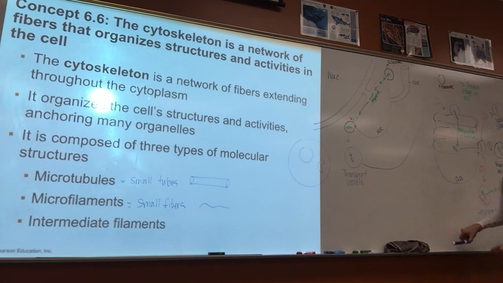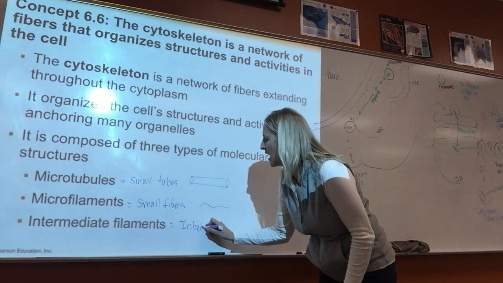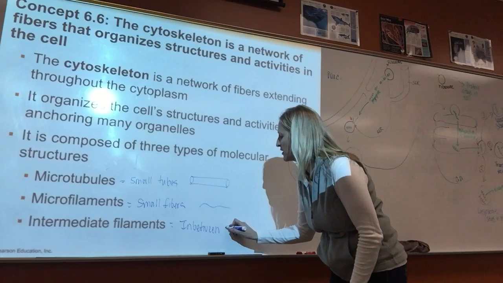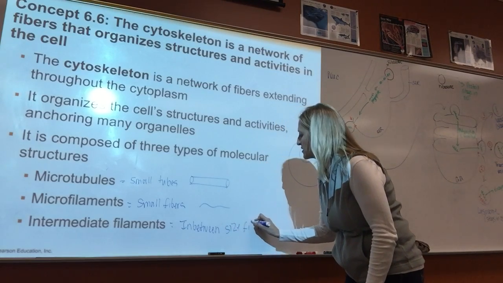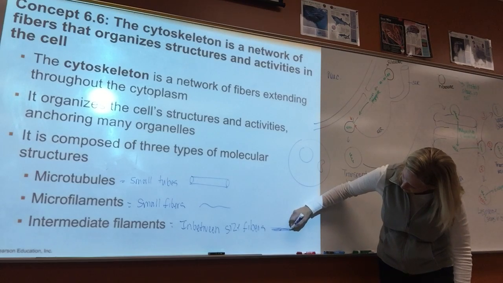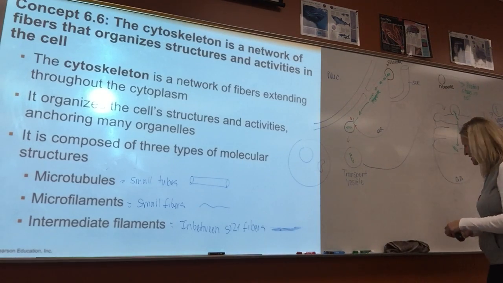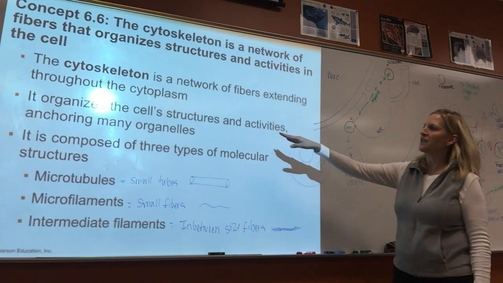Intermediate filaments are kind of an in-between size. They're not large, but they're not micro either in their fibers. So they're a little thicker. So I'm just going to draw them a little thicker here than the smaller fibers. All right, that's all that means. So how does this relate to the cell? How does it give it structure?